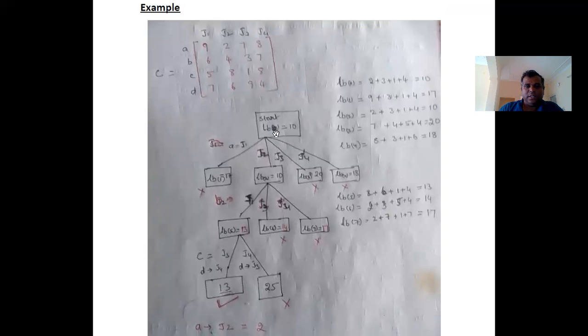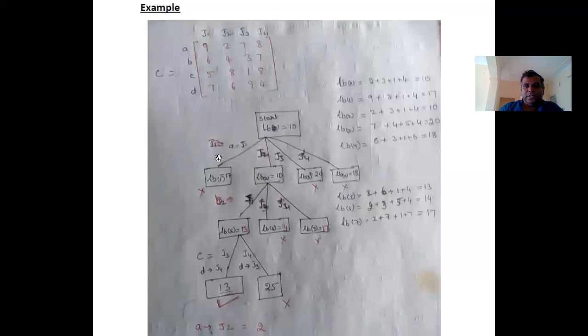Now what are the assignments? Person A can be assigned to job 1, job 2, job 3, or job 4. There are four possibilities, that means there are four child nodes: child node 1, child node 2, child node 3, child node 4.